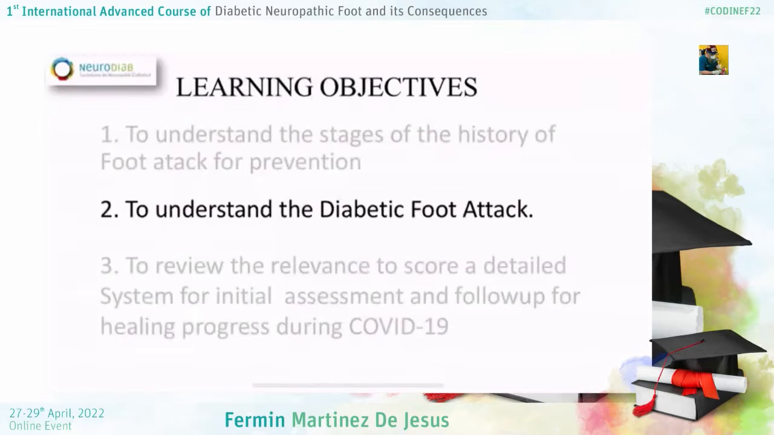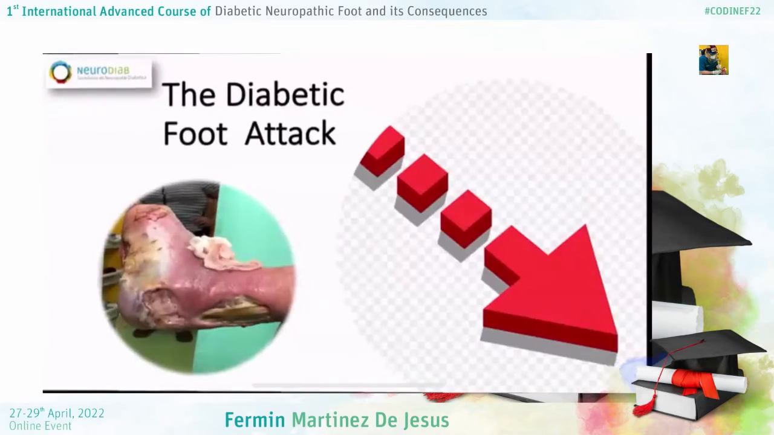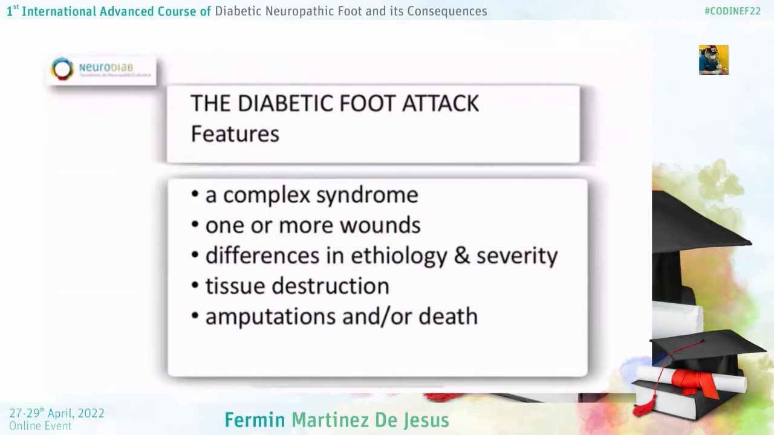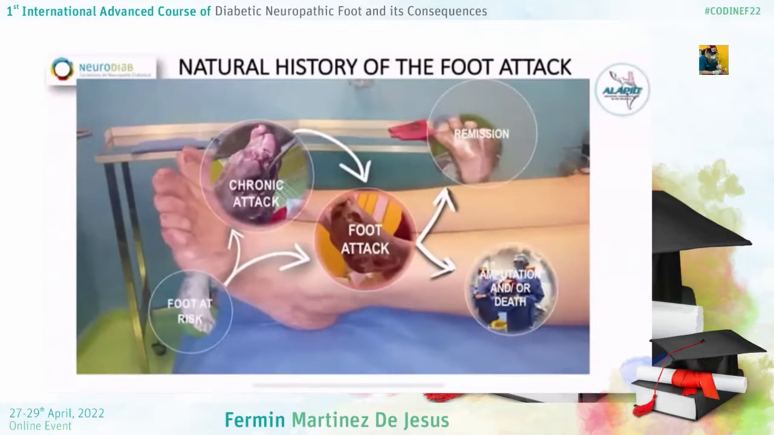The second learning objective is to understand the diabetic foot attack. The diabetic foot attack is a complex syndrome with one or more wounds with differences in etiology and severity, tissue destruction, amputation, and or death. The natural history of the foot attack is from the foot at risk, which may progress to a chronic attack or to an acute foot attack. And a chronic attack could also progress to an acute foot attack.